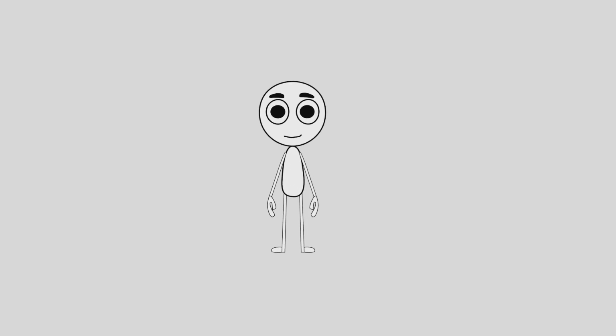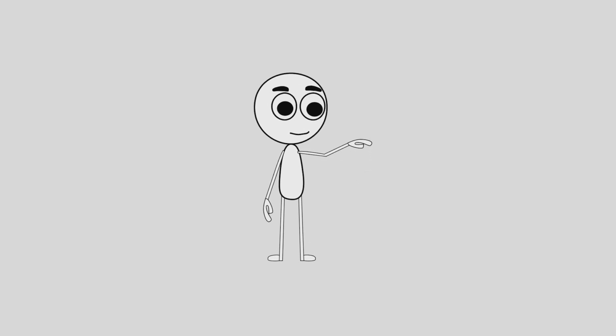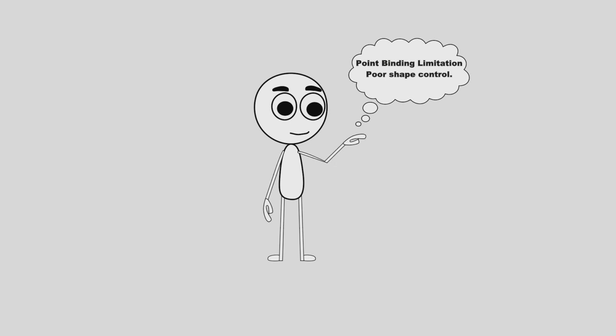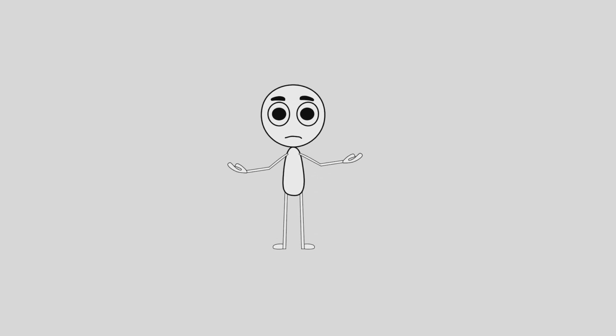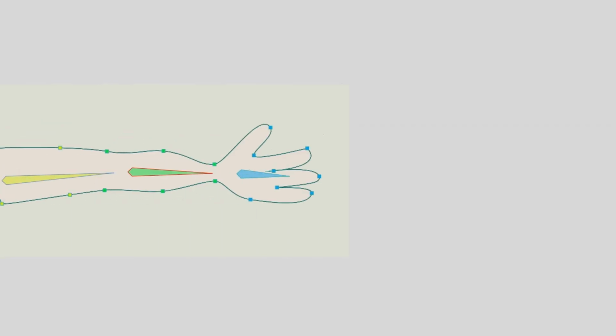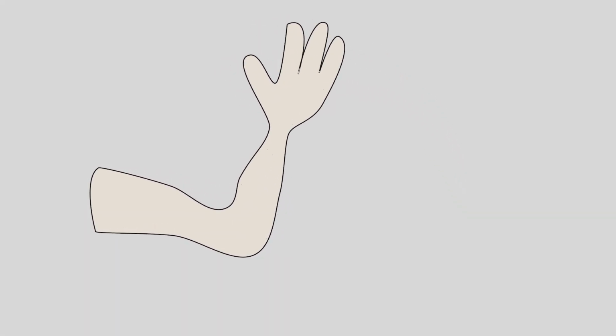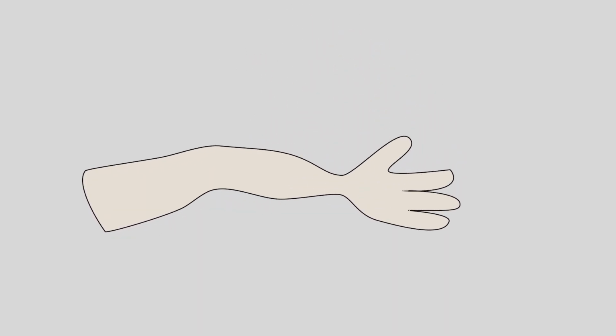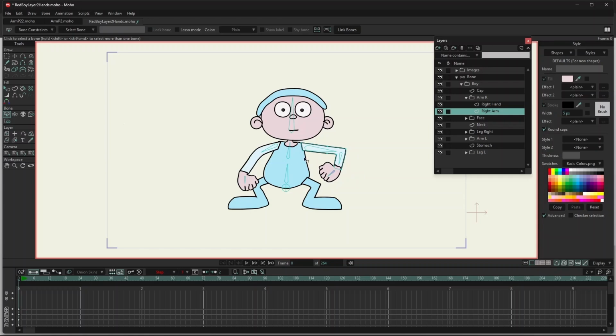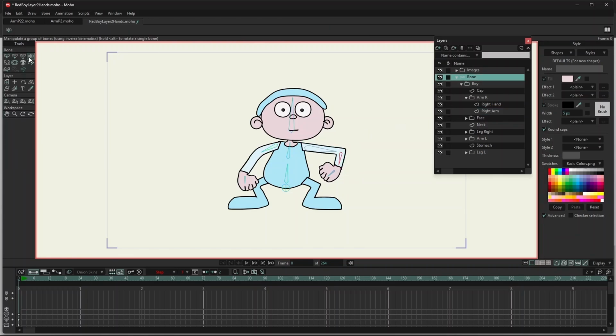Let me show you what happened when I first tried to use point binding. I tried to stretch my character's arm, but it looked like rubber instead of an arm. At first, I had no idea why my arm looked like rubber. But after some practice, I realized that point binding gives you control over the individual points of the layer. Let me show you the right way. With point binding, you can control each individual point in the layer, keeping the shape intact even when you stretch the arm. This way, your character's movement looks smooth and realistic.